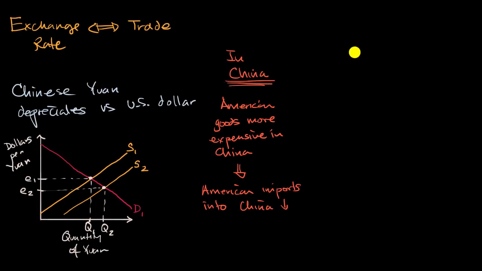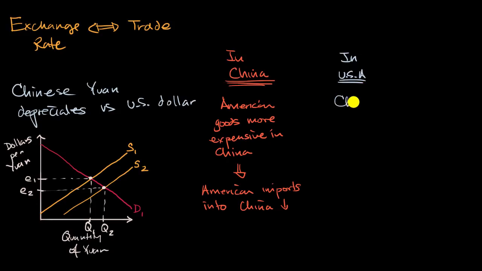Now, what about in the United States? In the United States, what is going to happen? Well, assuming that Chinese goods are offered by the supplier at a fixed yuan price, well, now you need fewer dollars per yuan.